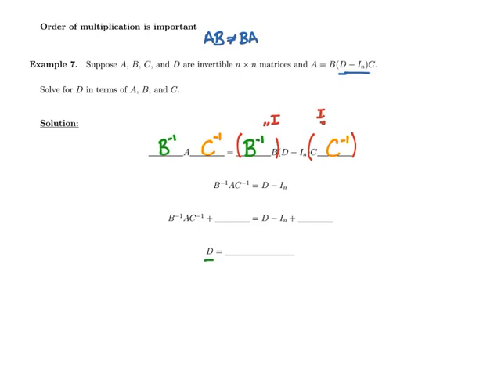Anything times I is just itself, so on the right-hand side we're left with just D minus I on the left, and B inverse A C inverse on the other side. Then, to get rid of the identity matrix, I can add a copy of the identity matrix to both sides. This cancels out the negative and positive I, and I am left with D is equal to B inverse A C inverse plus I.